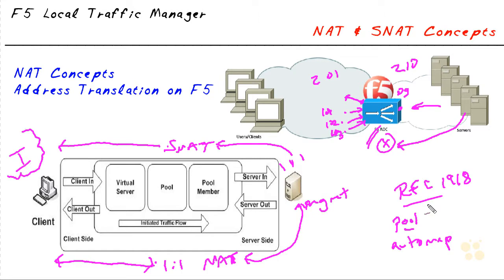Now, typically this will be a floating IP address, because that way, failover or HA can actually take care of it. But it's going to be one of the ones from the egress VLAN, so whichever way it's going to go.